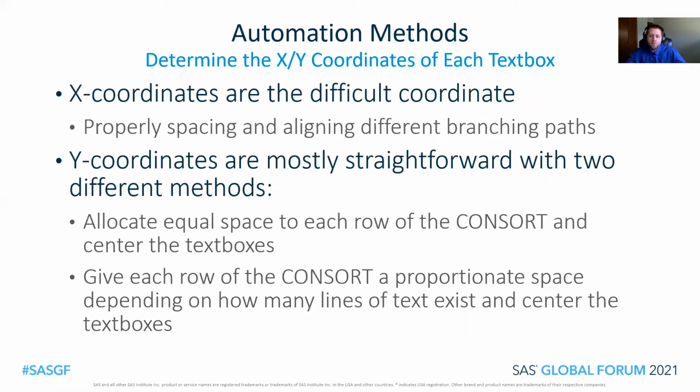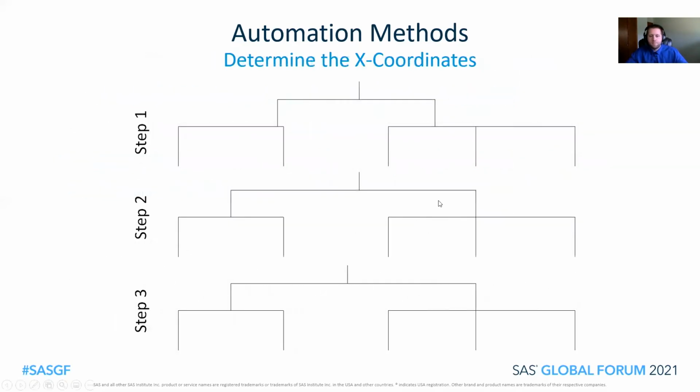Y coordinates are the most straightforward, with 2 different methods that I've found. You can either allocate enough space to each row of the consort and center them within that row, or you can give them each a proportionate space depending on how many lines of text they have and center in that proportionate space. That's useful if you have a large number of single row boxes mixed in with a bunch of off treatment boxes that might have 5 or more rows of reasons in there. You can then allocate space a little bit better to those.